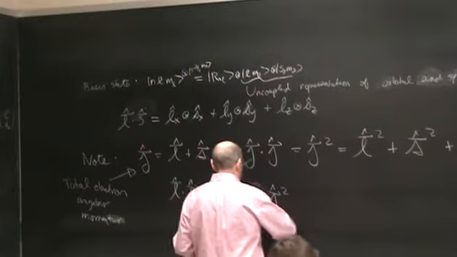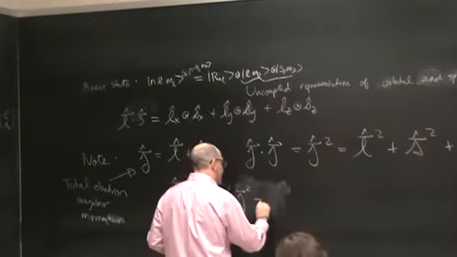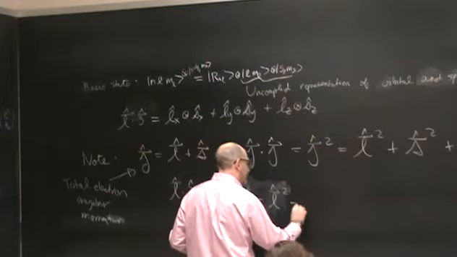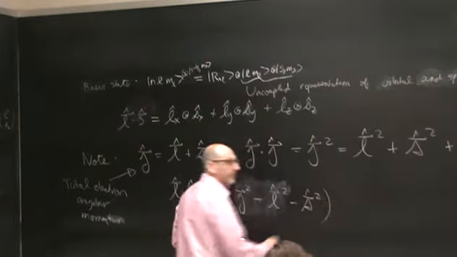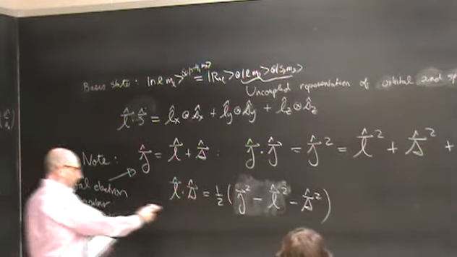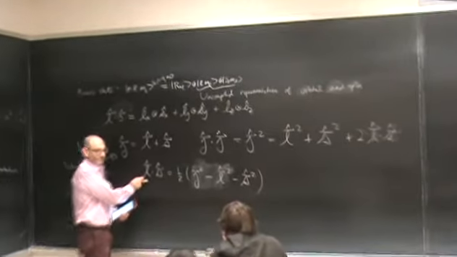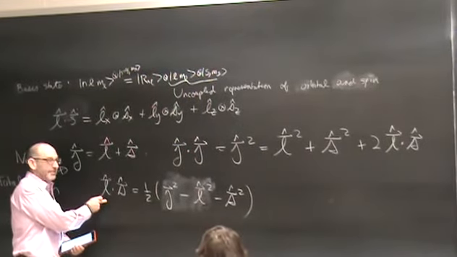Which means that the operator L dot S is equal to a half... No, sorry. It's a half of J squared minus L squared minus S squared, right? So this operator is automatically diagonal in the coupled representation.